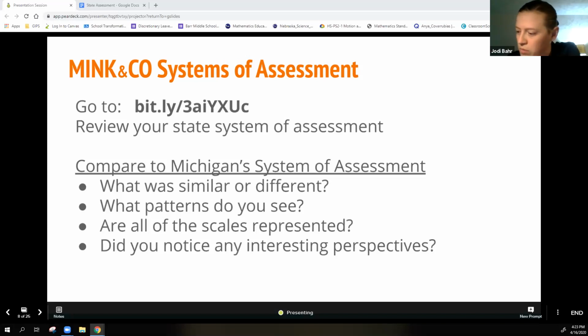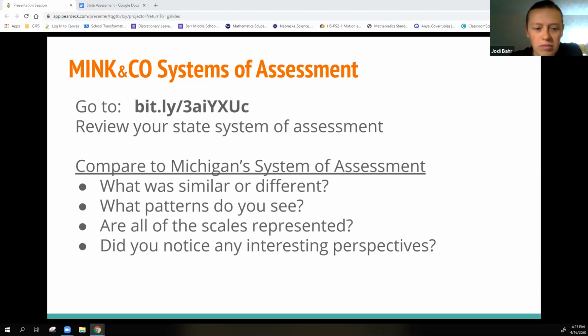Looks like we've got a couple responses. Charlotte, I thought that was interesting too, to see the different perspectives, but it looks like most states all agree that there's a need for formative, interim, and summative all play roles in the system.